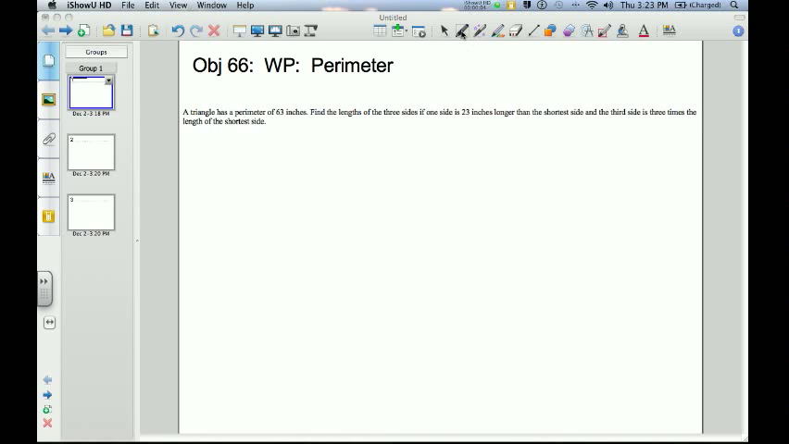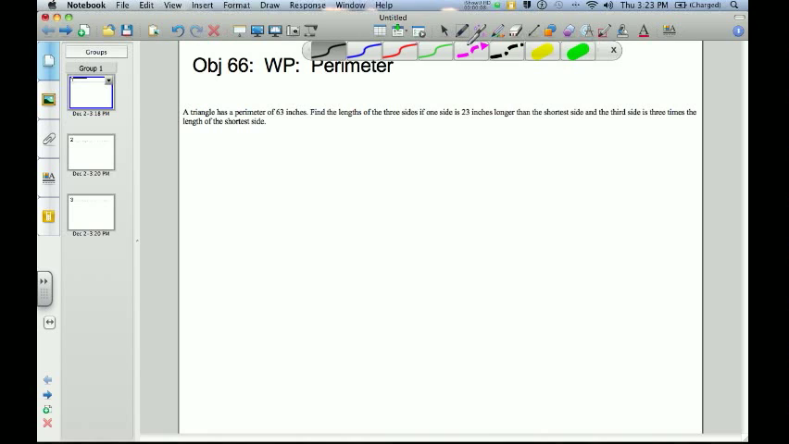This video will take us through Objective 66, word problems for perimeter. These are the ones that seem to be giving us the most fits, the triangle and the perimeter one, where they give us the perimeter and then they give us information regarding the sides, and we kind of have to reformulate the equation using the formula.